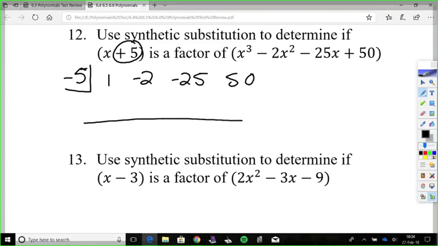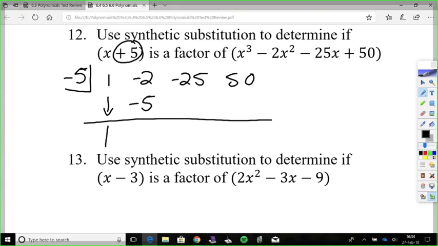So all we're going to do is work this out, and then if the remainder is 0, the answer is yes, it is a factor. And if the remainder is something else besides 0, then it's no, it's not a factor. So let's work it out. Let's see if the remainder is 0 or not. So we're going to bring the 1 down. We're going to multiply it by negative 5. 1 times negative 5 is negative 5.